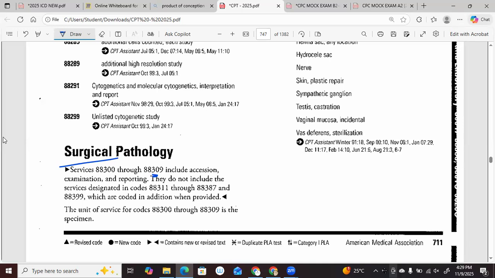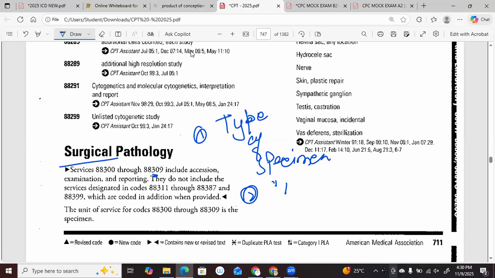88309. This code is based on the type of the specimen, as well as the condition. So, whenever you have to code this, you have to first see the type of the specimen, and the next thing you have to review is how the specimen was obtained. First point, type of specimen, and second point, how the specimen was obtained.